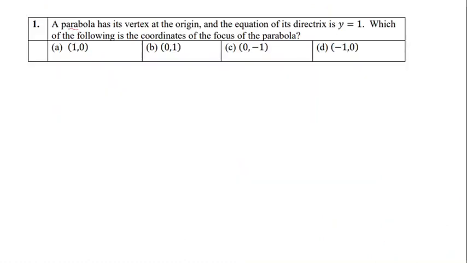Now, question one. A parabola has its vertex at the origin, so this is important. And the equation of the directrix is y equal to 1. Which of the following is the coordinates of the focus of the parabola?